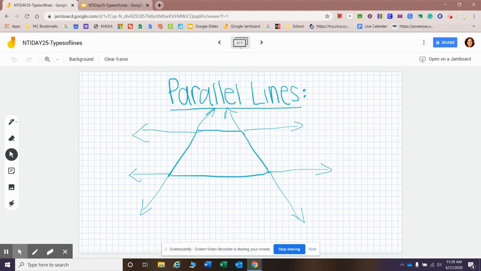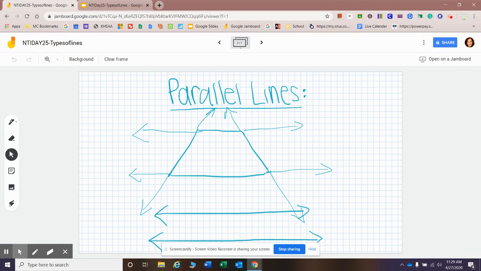Okay, we have that joke. It's so sad that parallel lines will never meet because they're so much alike. They keep going in opposite directions, and they'll go on forever and ever, and they never meet. They never have a vertex.